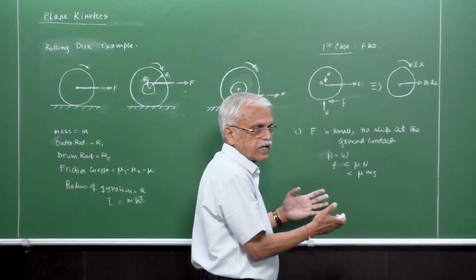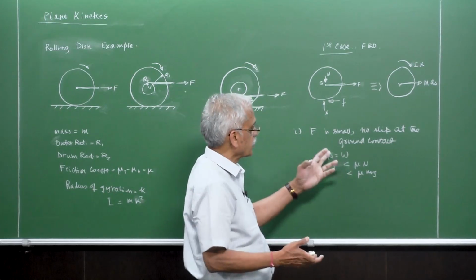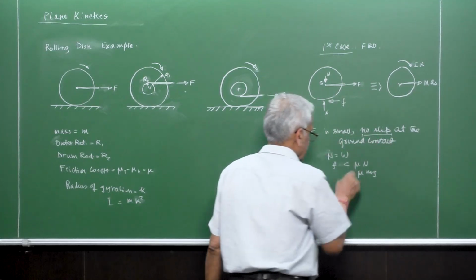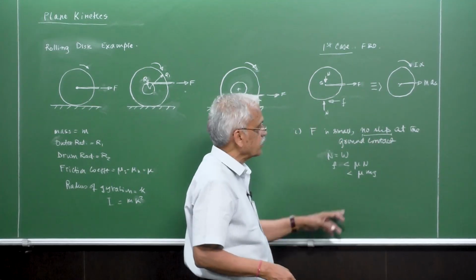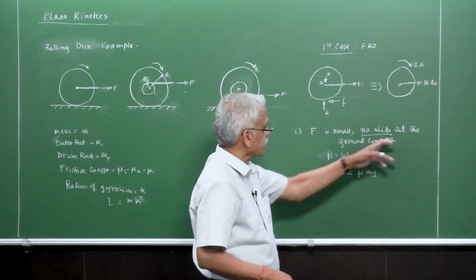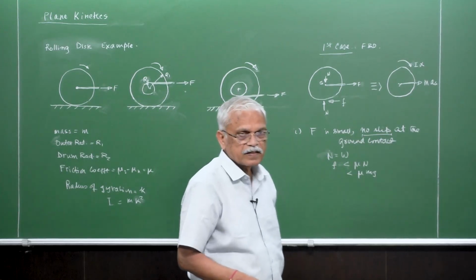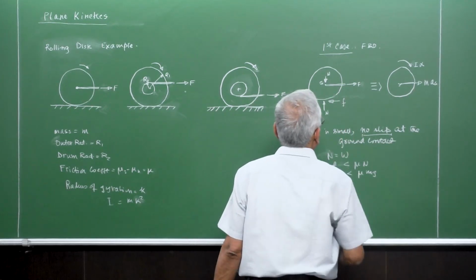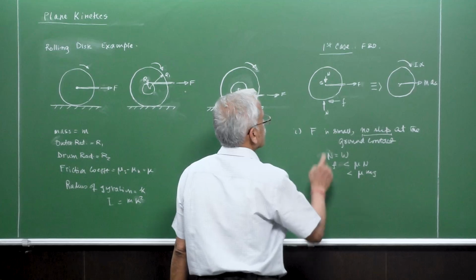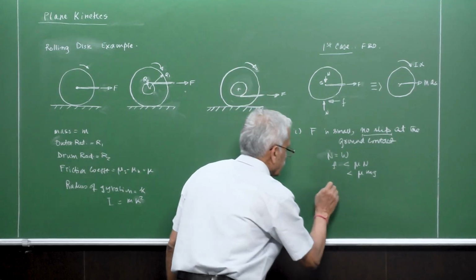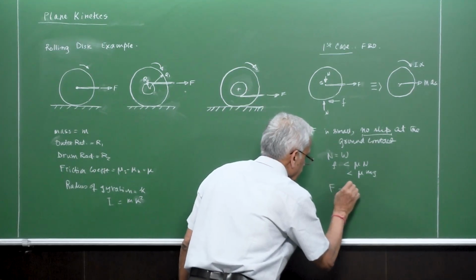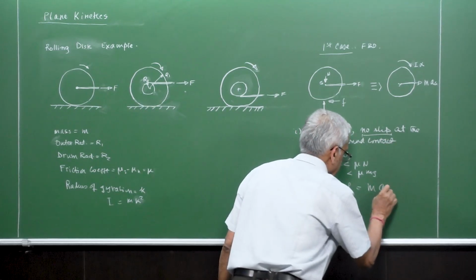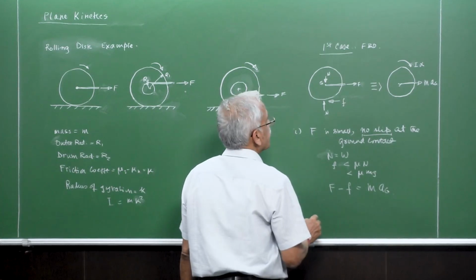Usually what we have to do is that we assume something. So what is the assumption? That there is no slip here. And then finally, when we evaluate all the parameters, we should make sure that this condition does indeed satisfy. Okay, so then what are the other equations? The other equations are in the horizontal direction. So it is F minus f is m a_g.